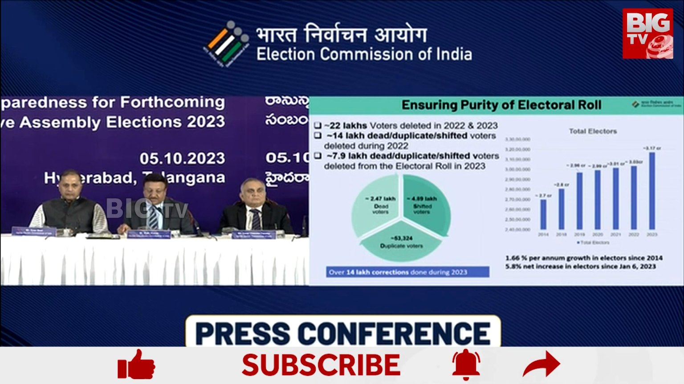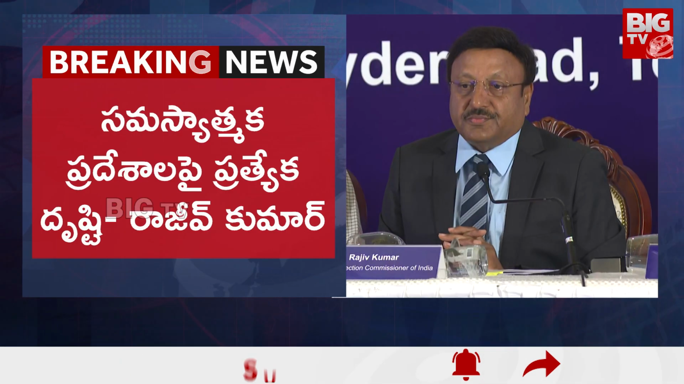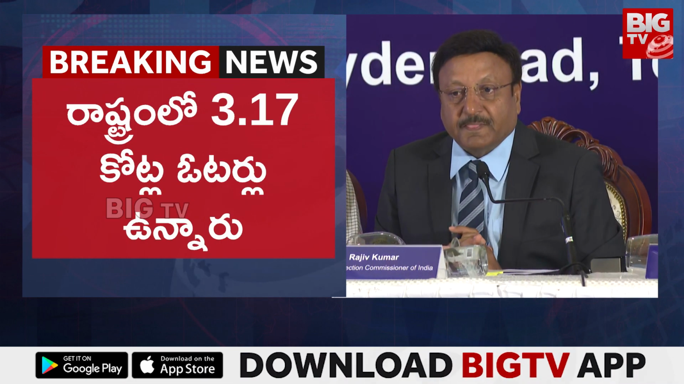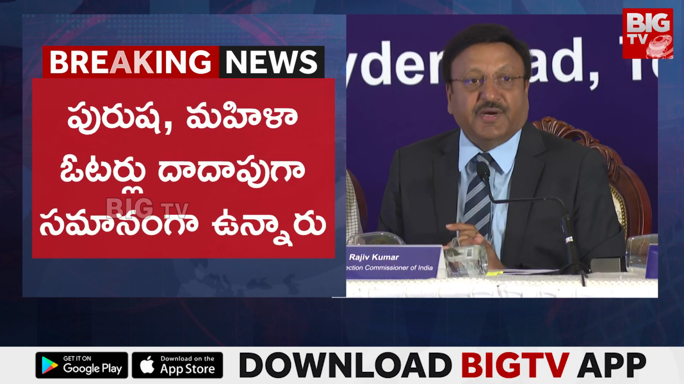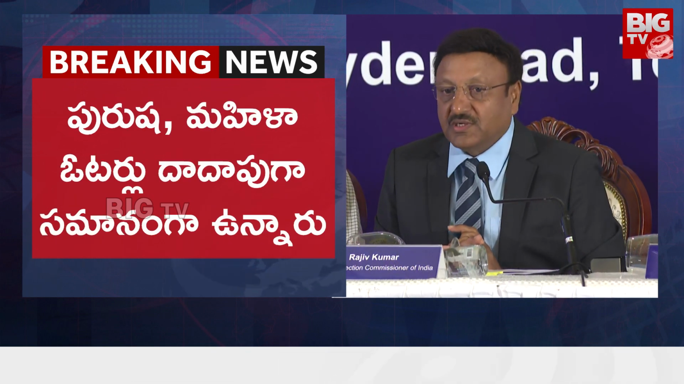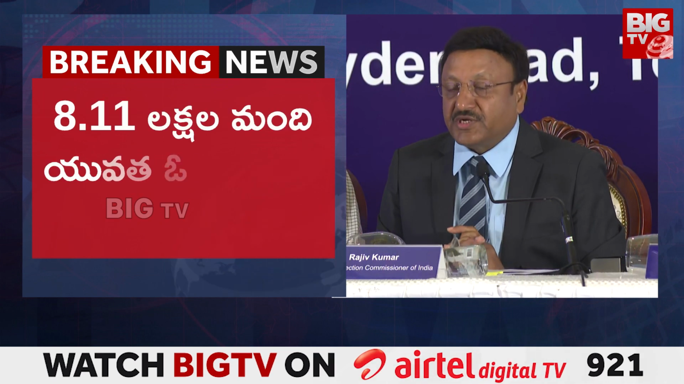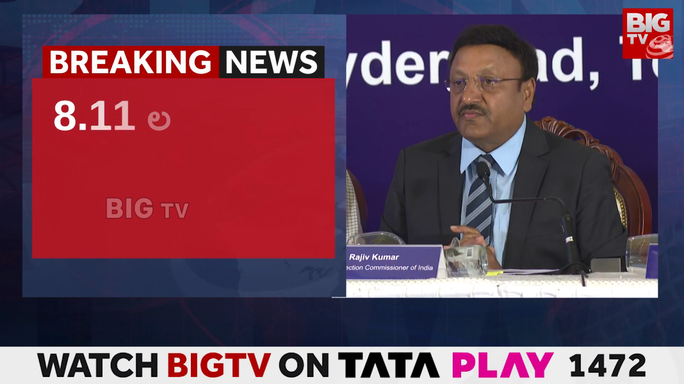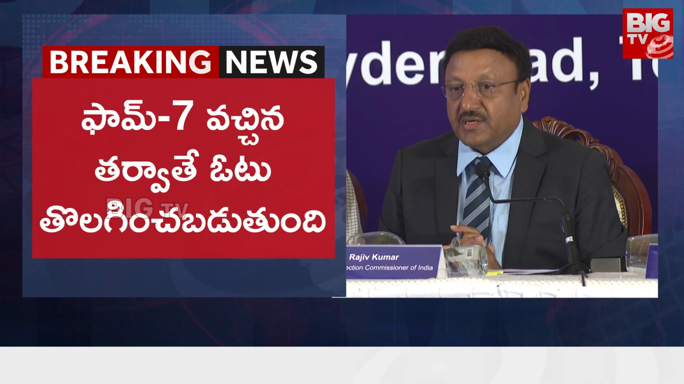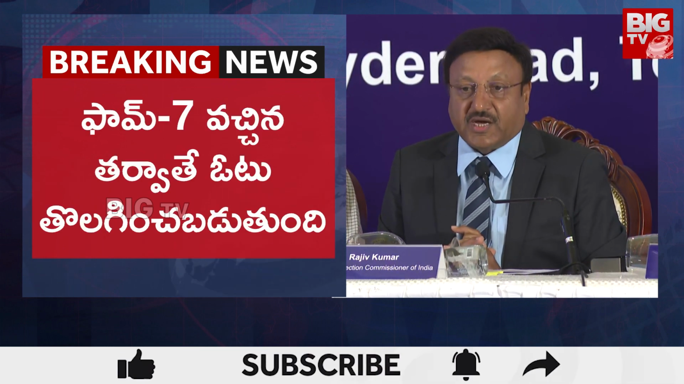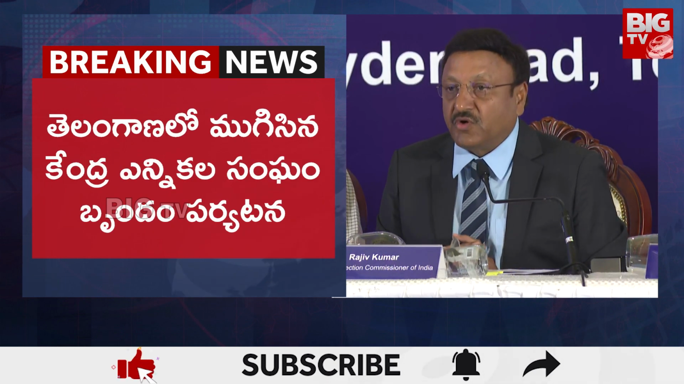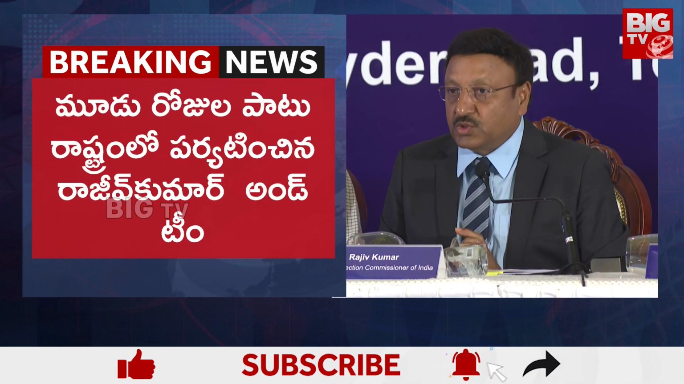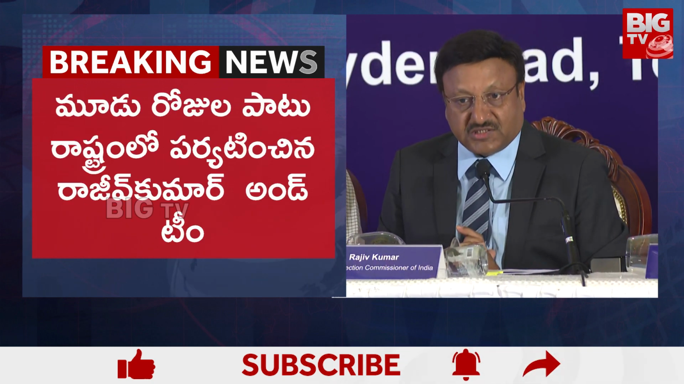14 lakh duplicate voters were deleted during 22. There was a legacy issue in the state that many high-rise buildings had issues. So 757 teams were made, covering 4,605 RWAs, covering 14.57 lakh households. And 50,000 forms 6 and 8 were received, either to add new voters or to make corrections.